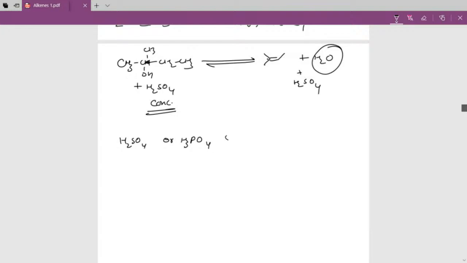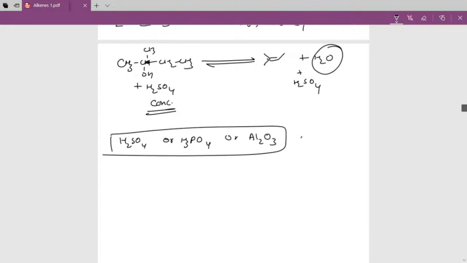If you want to go for some catalytic support, the maximum we have is Al2O3. This all will give you the Zaitsev product as major. Okay, why can't we use other acids in place of this?